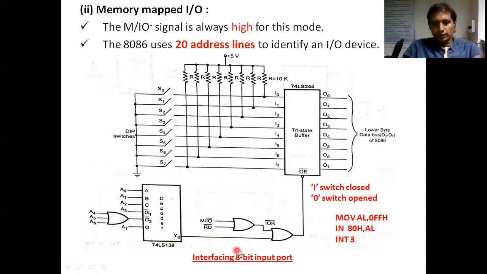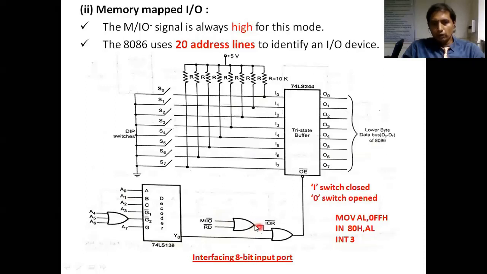Read bar, for example, what is the role of input port? Input port sending data to processor. Nothing but processor receiving data. Means processor performing which operation? Read operation. For that, see here, read bar signal is now low. This is 0 for reading data. M by IO bar is also low for selecting IO. So here we are selecting IO. Here we are selecting read.